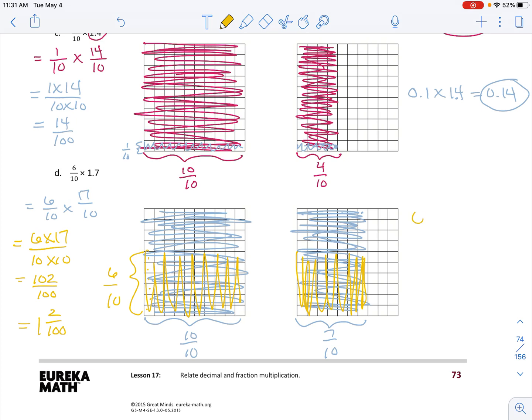So now we know that this is also the decimal 0.6 times 1.7. And then we said this is 102 hundredths, which is 1.02 because it's 1 whole and 2 hundredths. And again, you could have done 6 times 17, and it's tenths times tenths, which gives us hundredths.